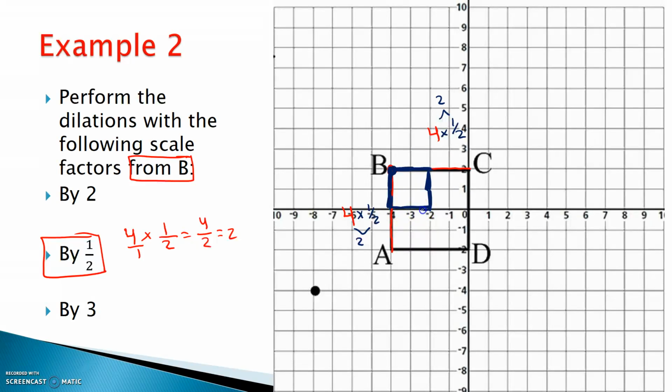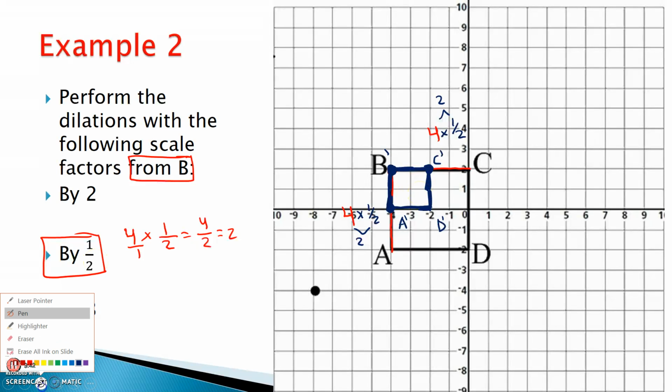And again, here's the thing. It's still anchored. It's still from the point B. And again, make sure you label your points. This is the new C prime. This is the new D prime on the inside. This is the new A prime down below. And this again turned into B prime since we applied a transformation. And again, it makes sense, right? You went from a 4 by 4 to a 2 by 2. You shrunk it by a scale factor of half.